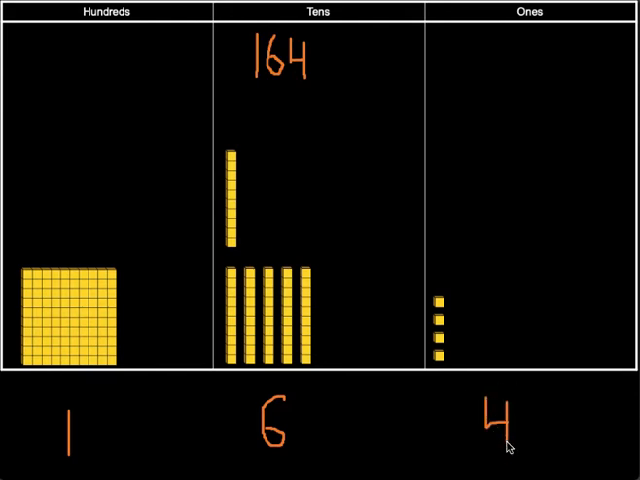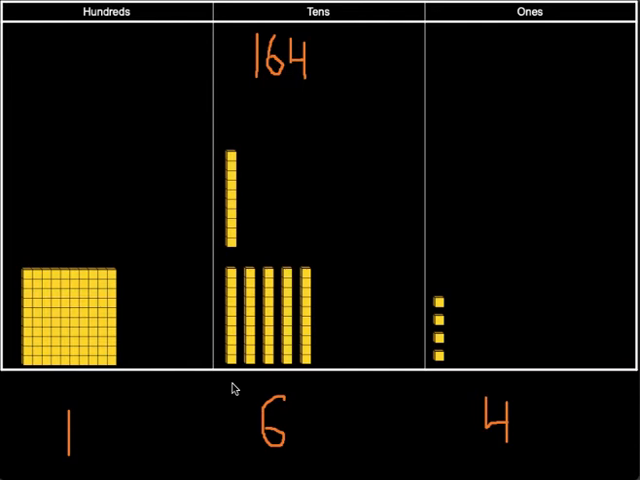Did the number change? The number did not change, just the way the blocks were arranged. Over here, this number shows 164. And then if you move the blocks over here, this number shows 164. This is the way we want to work with it though, okay?